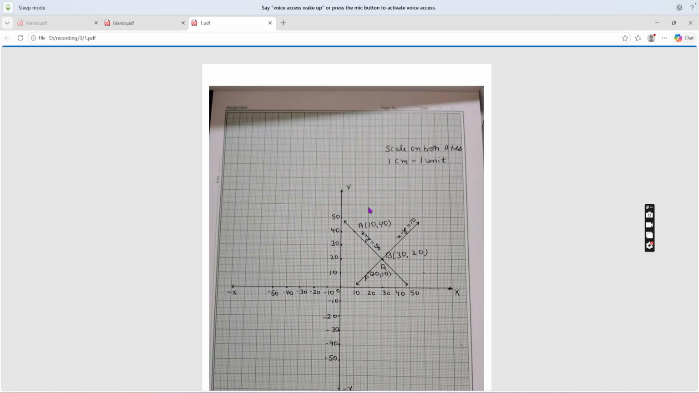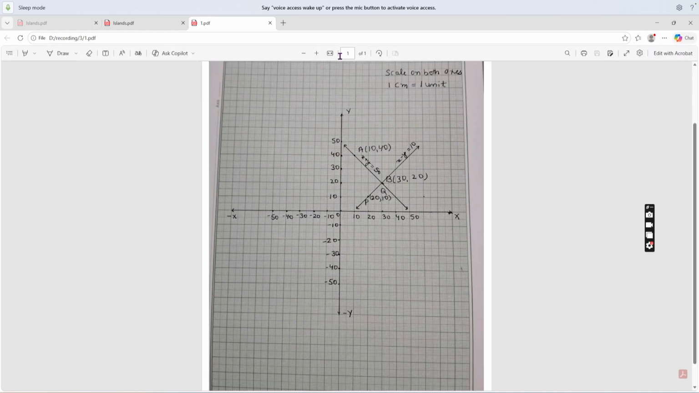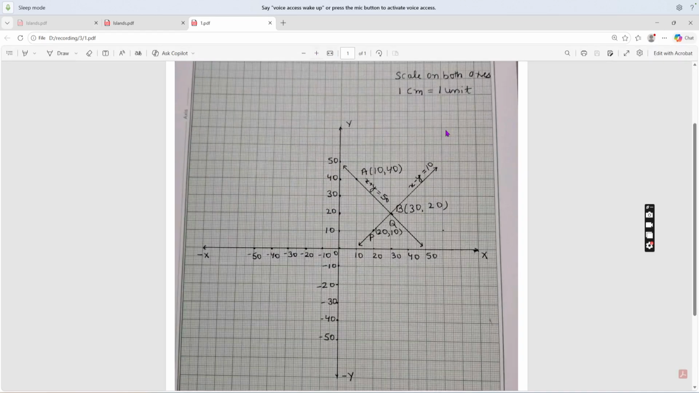It is a graph. You can see it here. First of all, we have to put the scale. Scale on both axes is equal to 1 centimeter is equal to 1 unit. It is mandatory to be written, otherwise our half marks can be cut in our examination.